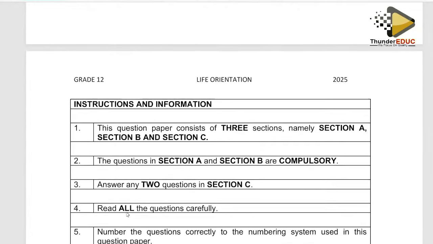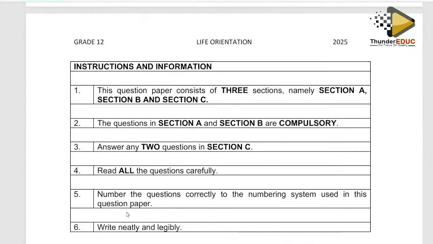So the first thing which you need to bear in mind when you're answering this particular paper, you need to know the compulsory sections, and you also need to know the sections which are selective, which you can actually select what you have to answer. So the first thing, this question paper consists of 3 sections, which are section A, section B, and finally section C. The questions in section A and section B are compulsory.